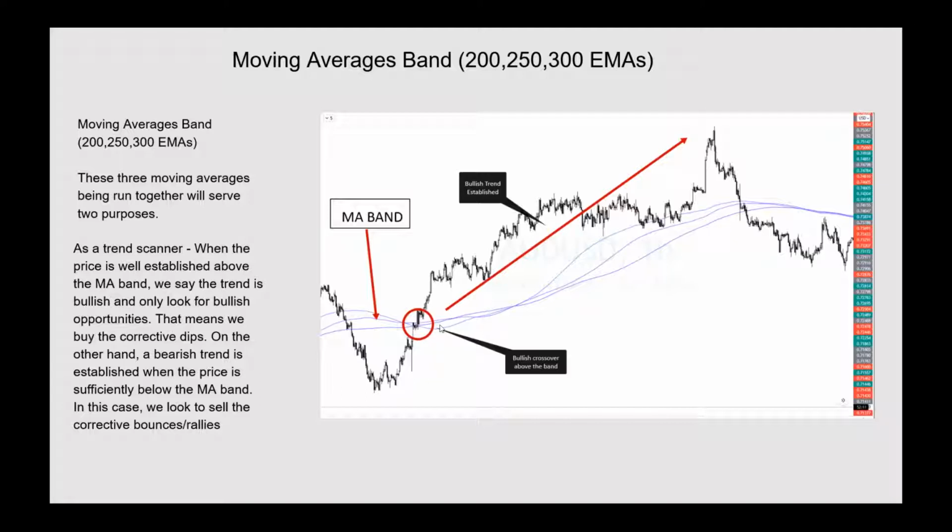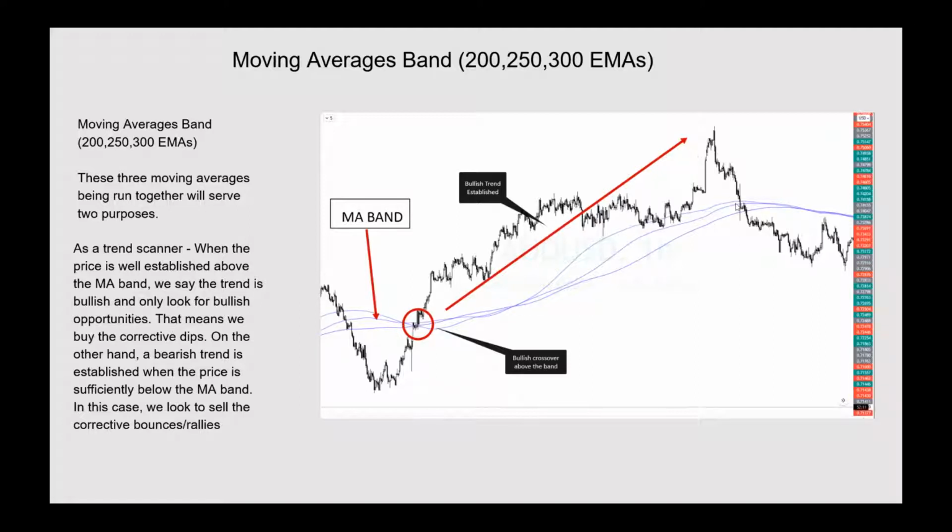So the moving average is going to serve two purposes. Number one, to help us establish the trend. When the price breaks above the moving average band, the three moving averages, we call them the moving average band, once the price breaks out of the three of them upwards, it means that we are in a bullish trend.